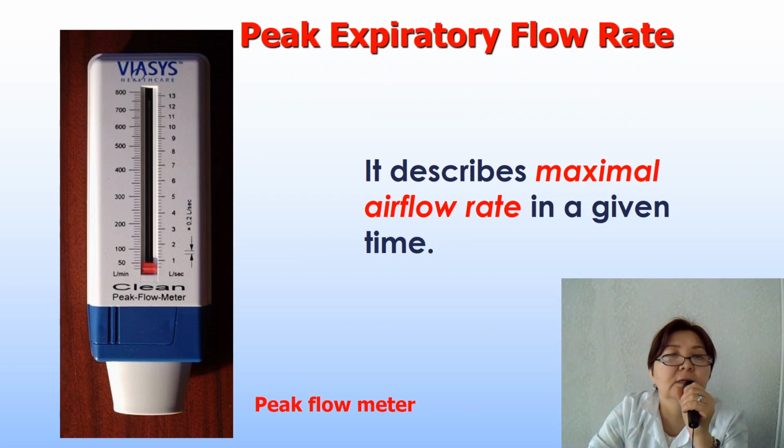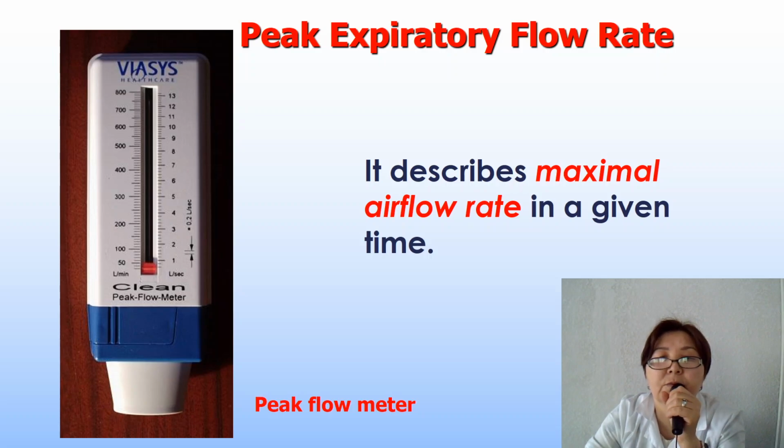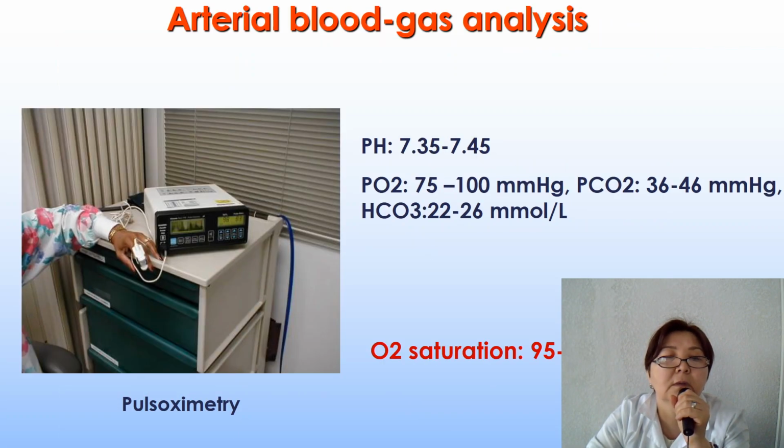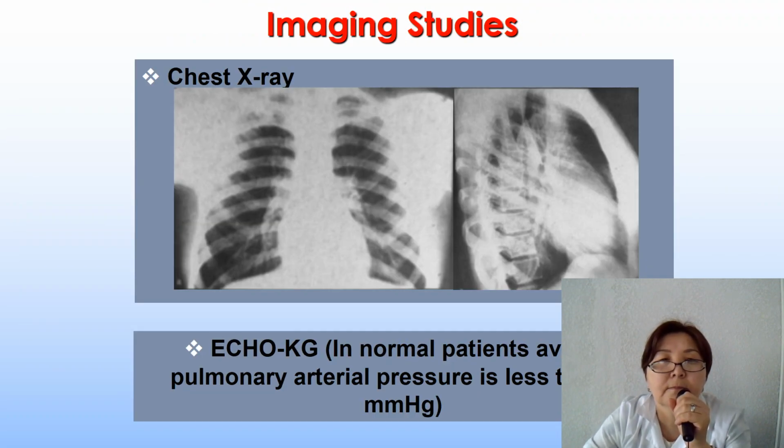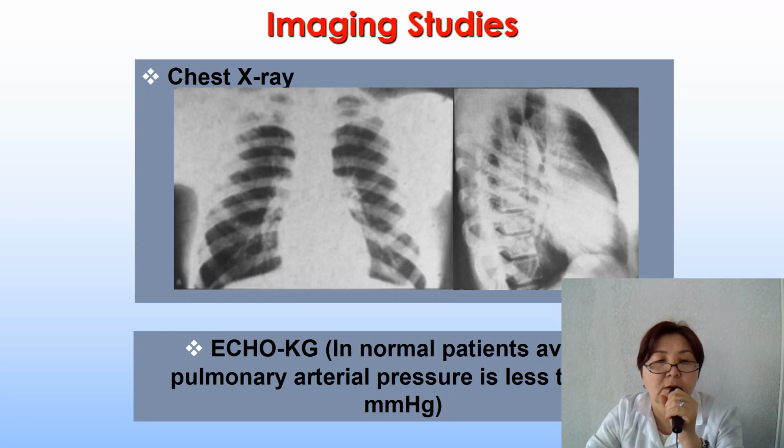Next instrumental method is peak expiratory flow rate. It describes maximal airflow rate in a given time. We determine it by peak flow meter. And arterial blood gas analysis is determined by pulse oximetry. Next method of inspection is imaging studies like chest X-ray and echocardiography.